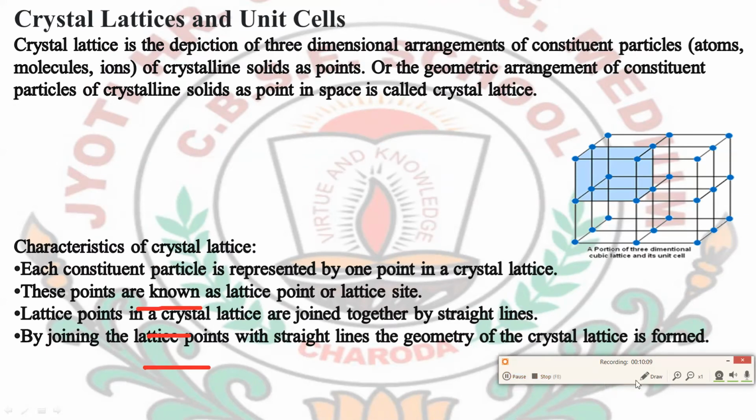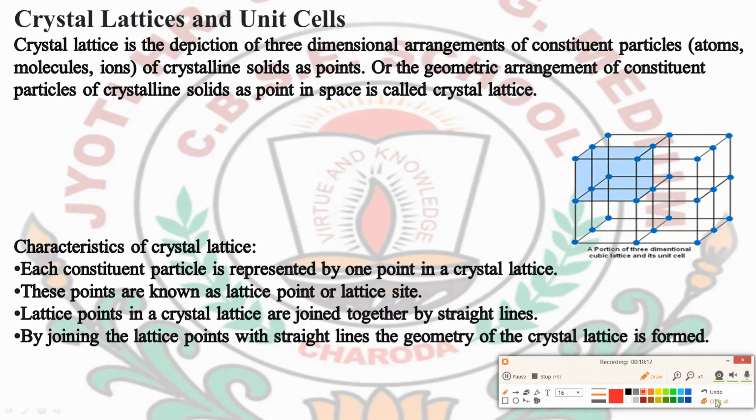Next, crystal lattice. What is crystal lattice? Let's discuss what is crystal lattice and what are unit cells. The crystal lattice is the depiction of three-dimensional arrangement of constituent particles. These constituent particles can be either atoms, molecules, or ions of crystalline solids as points.